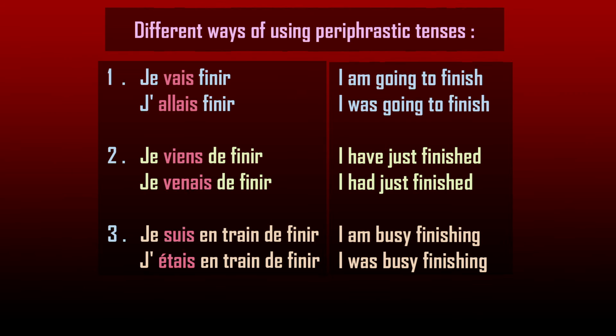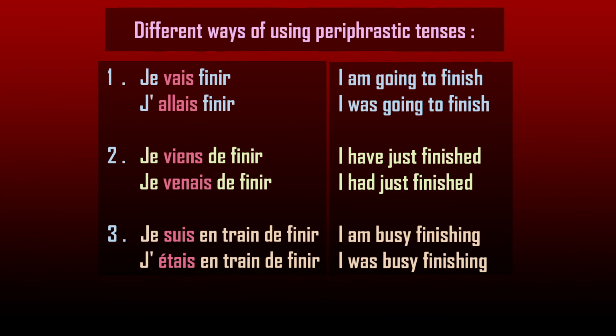That's a narration in the past tense. This is the usage common to these three periphrastic tenses. Look at number 2. Je viens de finir. Venir in present tense. Instead, if you place venir in imperfect, it becomes je venais de finir. Je viens de finir. I have just finished. Je venais de finir. I had just finished.